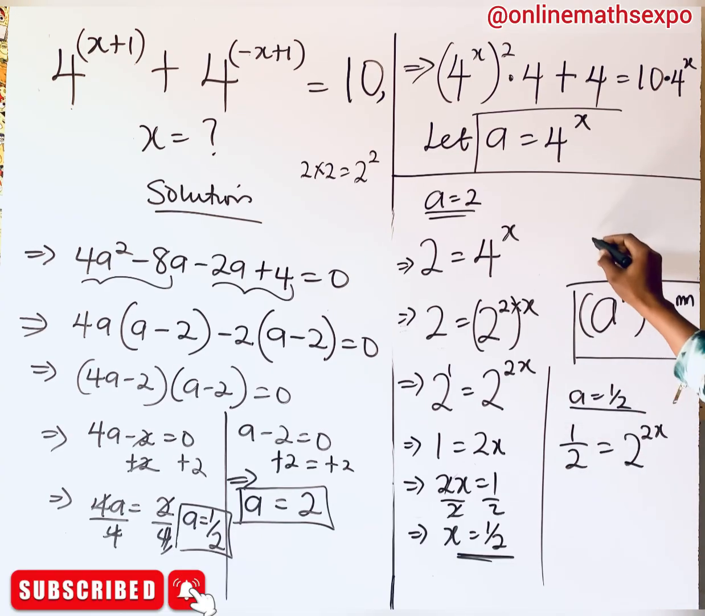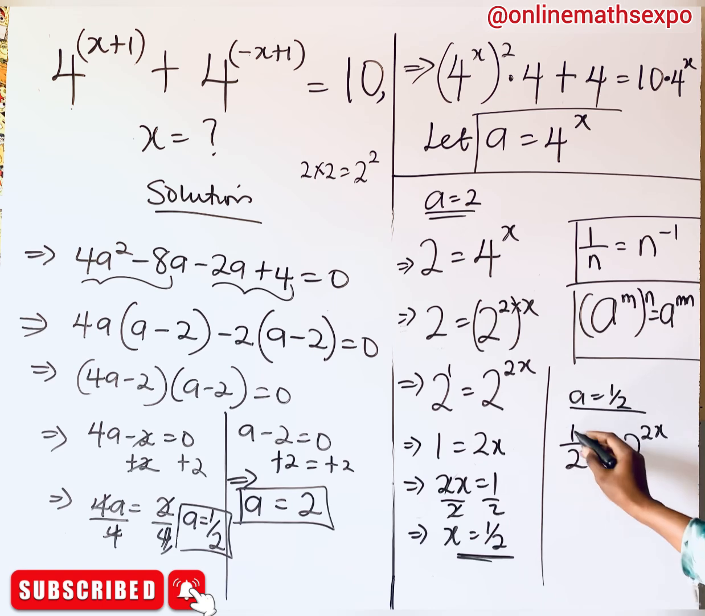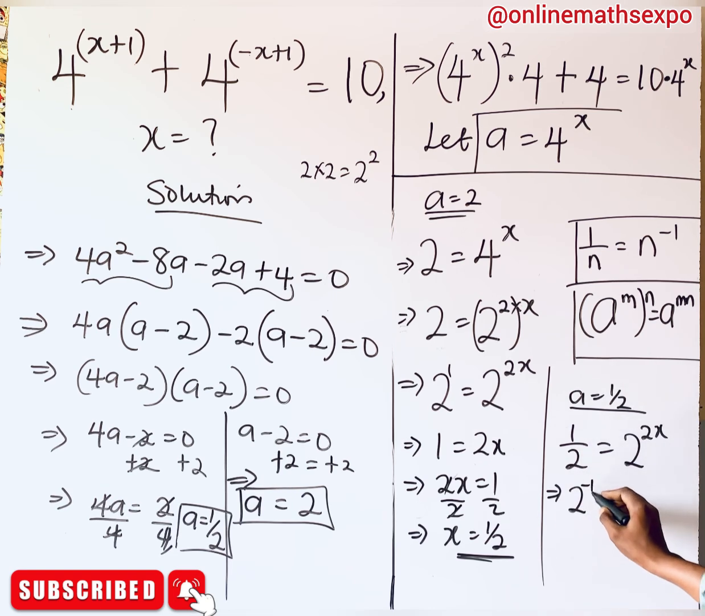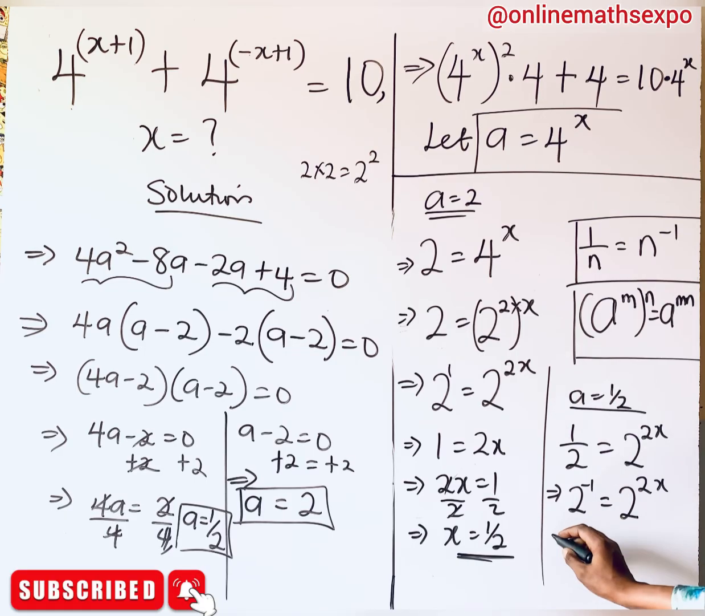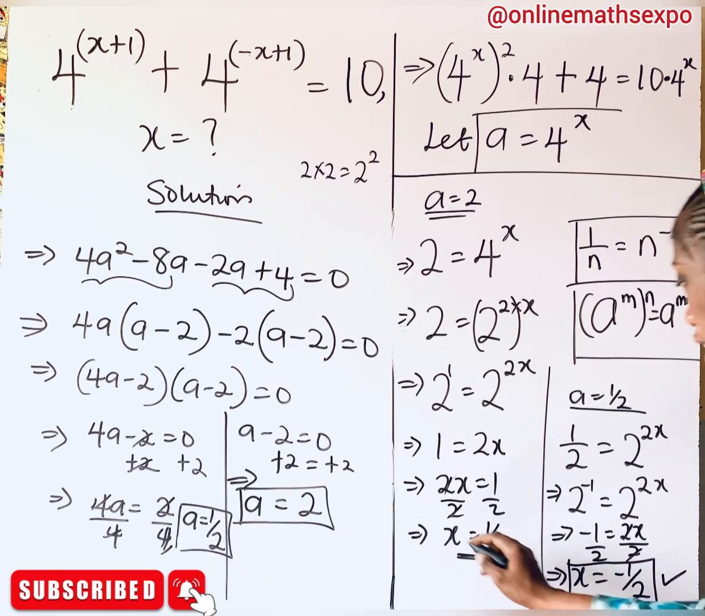So remember half, which is 1 over n, and your indices is n raised to power negative 1. Okay, so we're going to do this now to have 2 to the power of negative 1 is 2 to the power of 2x. So the bases are the same, the powers will also be equal. So negative 1 is equal to 2x divided by 2. So if you do that, you can now conclude that your x is negative 1 over 2. So you've seen we've gotten the two values of x as half and negative half.